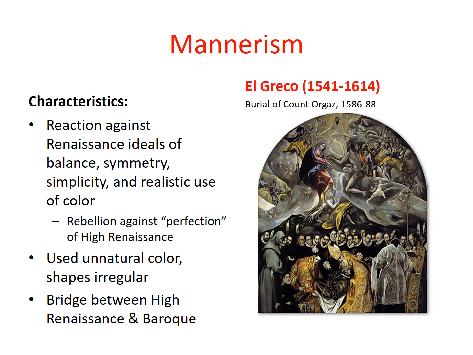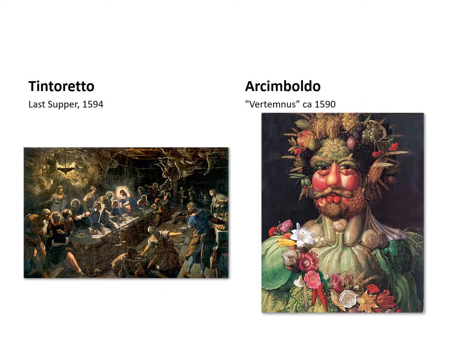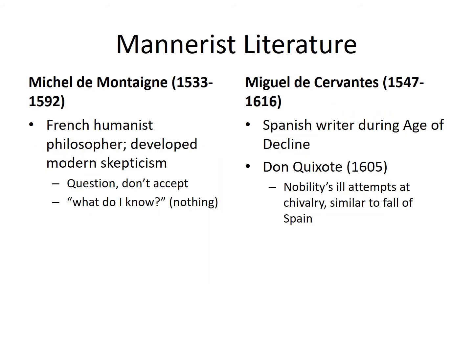Of course, the Baroque movement is highly emotional and evoking passion. Tintoretto's Last Supper, you see here, showing you the use of lights and darks, part of a manneristic painting, and of course the Vertumnus from Arcimboldo, showing you a man made up of different fruits and vegetables.